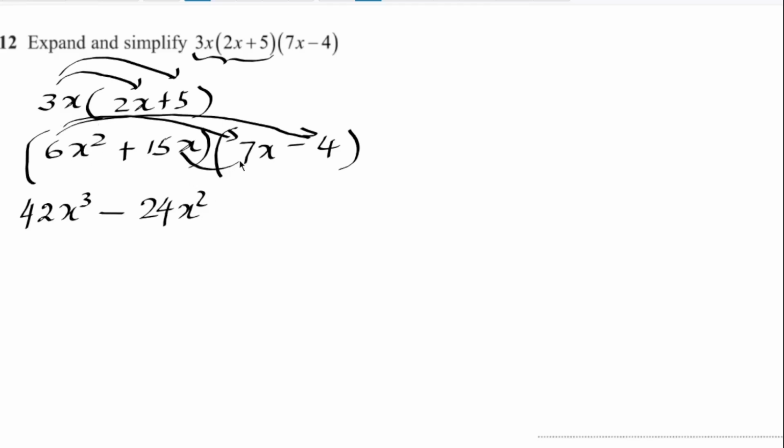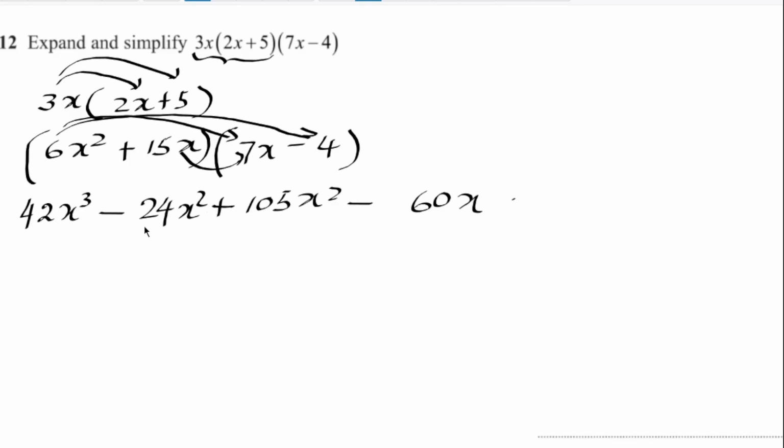We start off with this one. 15 into 7 becomes 105. So 105x squared, because x into x squared. 15 into 4 becomes 60, so minus 60x. Right, let's see whether there are like terms to simplify together.